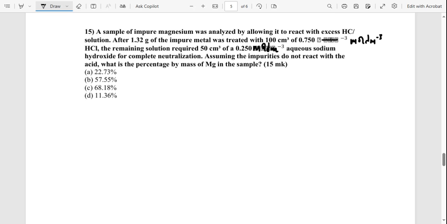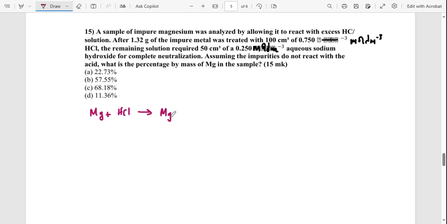So you need to analyze what is happening in this question. The first thing first, we have got a sample of impure magnesium which was analyzed. So this impure magnesium was reacted with excess hydrochloric acid. Please take note that it's in excess. So what do you think we are going to produce in this reaction? We'll produce magnesium chloride and hydrogen gas.